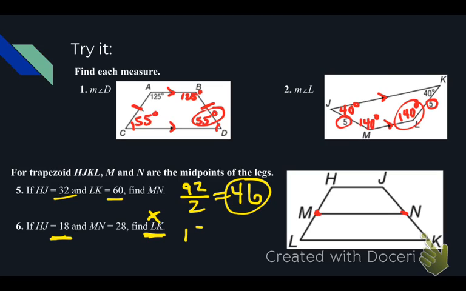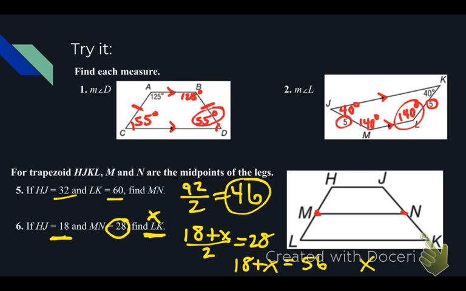So we would have to do 18 plus LK, which is X, divided by 2, and we're going to get what? 28, because that's the length of the mid-segment. So we know the average is going to have to be 28. We know one of them is 18, so we got to find the other side. All right, so we could solve that, multiply by 2, so 18 plus X equals 56. Subtract 18. And what is that, 38?